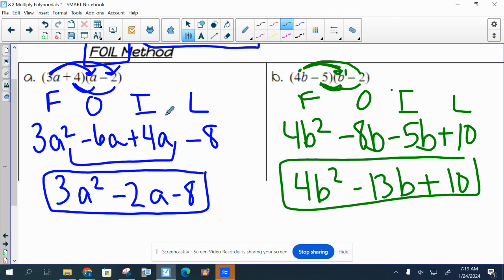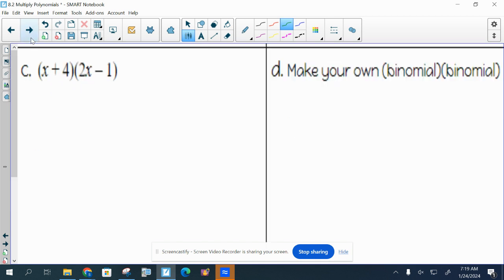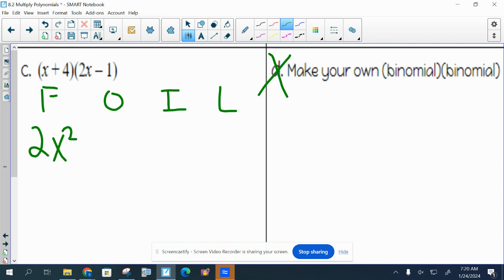Okay, and then we have one last example. You don't need to do part D, that's okay. So for C, let's use FOIL method again. First, outer, inner, last. So your first term would be x times 2x, so 2x squared.